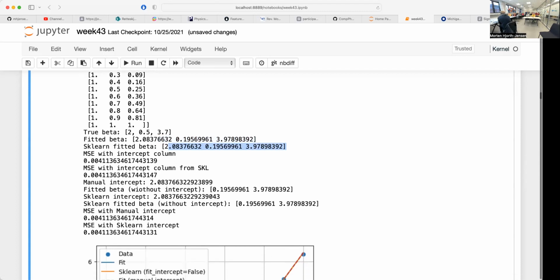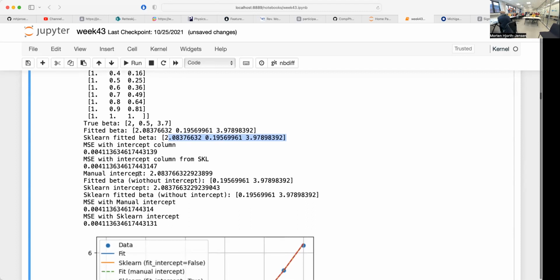You see the mean squared error with the intercept column. My own code and the one in scikit-learn, they're just small deviations here. You're just at the level of numerical precision. And then you can calculate the manual intercept when you don't fit it with the intercept. So this is the fitting without the intercept. So this contains our beta 1 and beta 2, and this is beta 1 and beta 2. But one thing you see here is actually that it doesn't change your mean squared error.